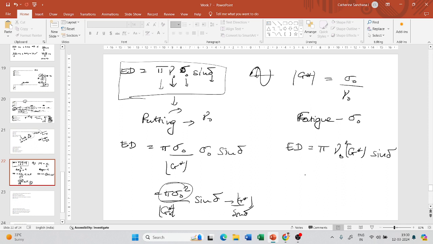Similarly for fatigue, we use a strain controlled testing. If the strain is controlled, this term becomes a constant, and so ED is directly proportional to G star into sine delta. So that is how these two parameters have evolved.